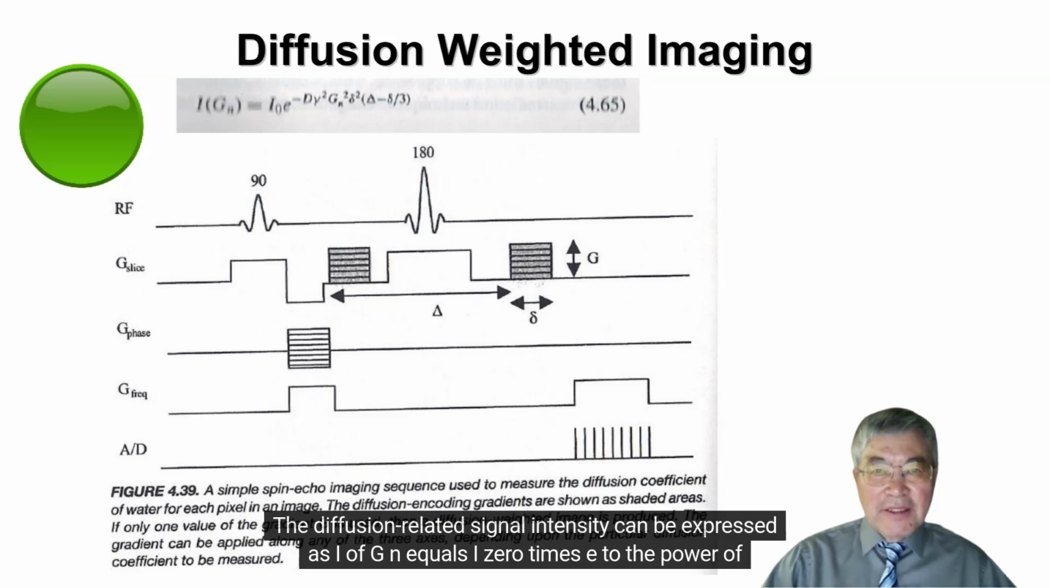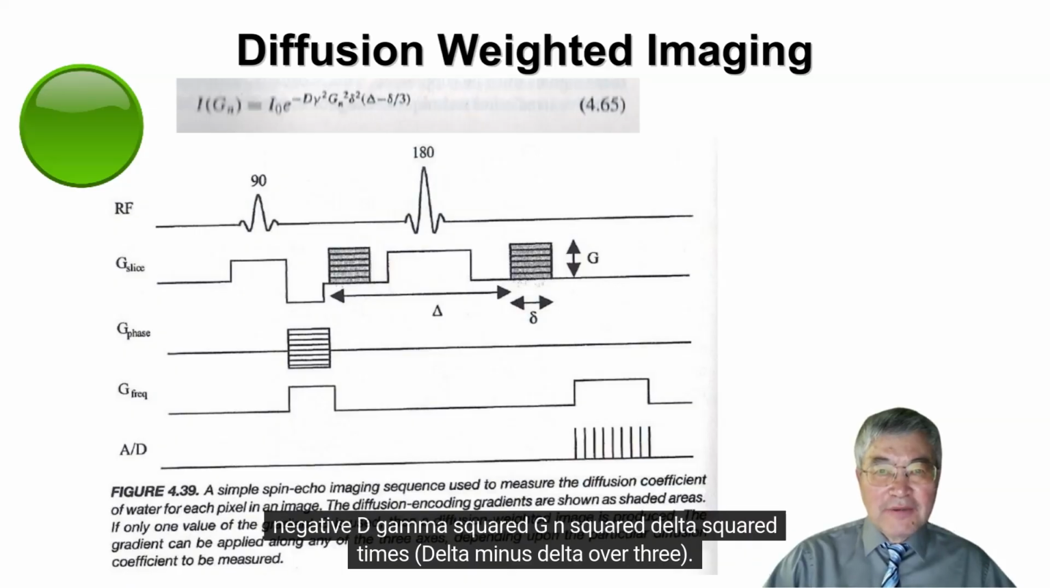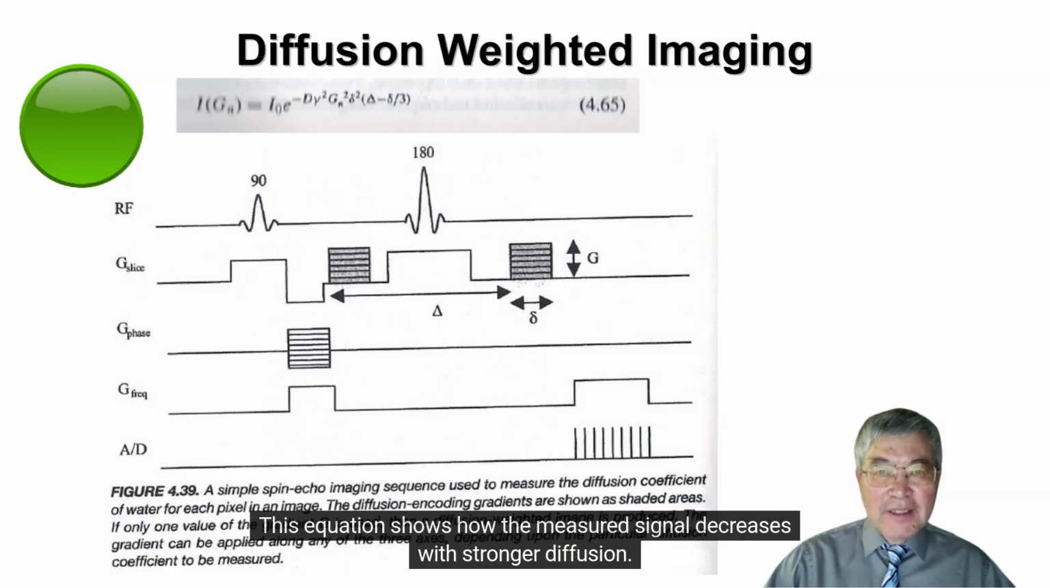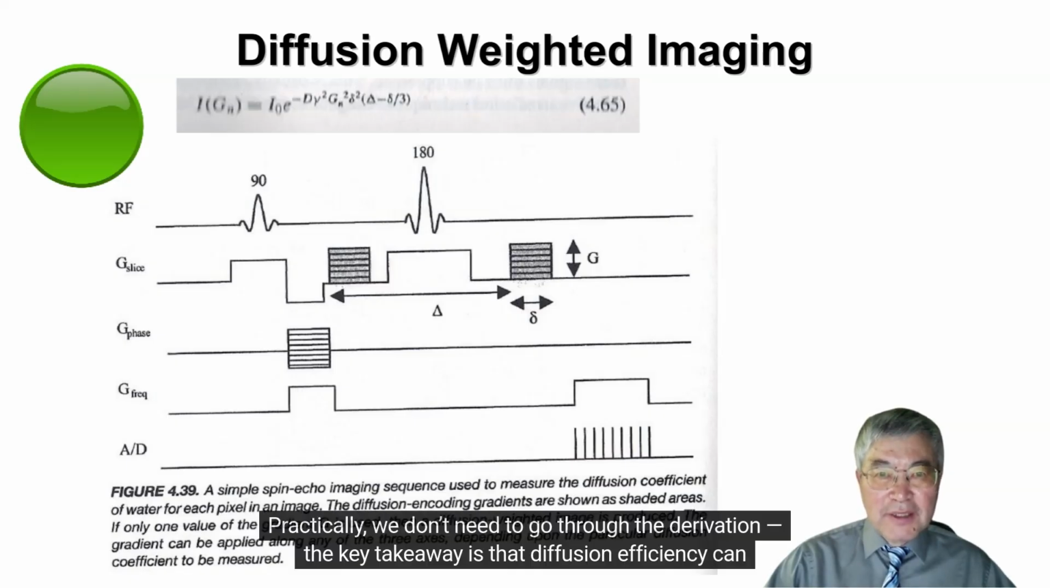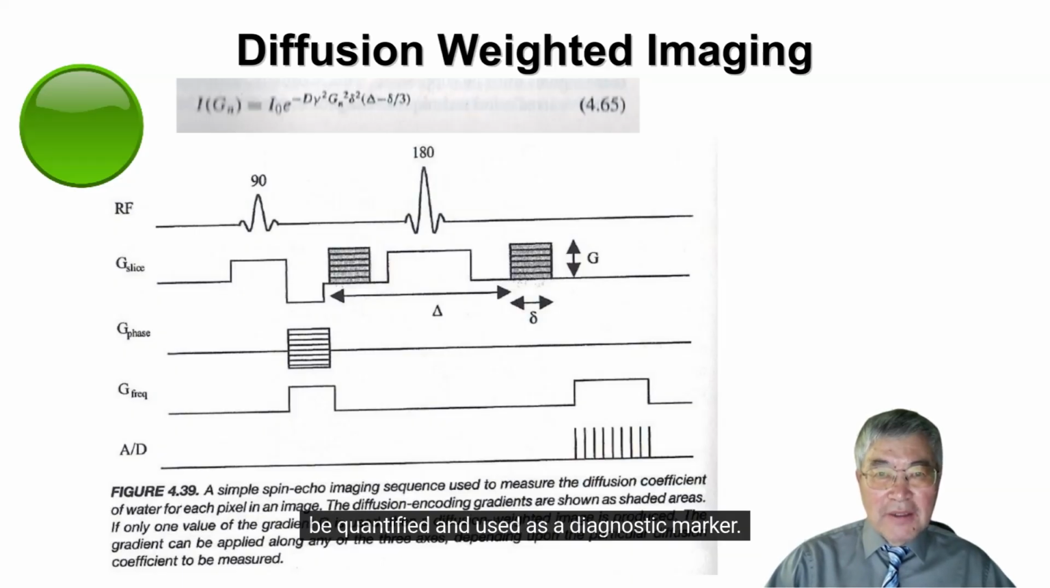The diffusion-related signal intensity can be expressed as I of Gn equals I0 times e to the power of negative D gamma squared Gn squared delta squared times (Delta minus delta over 3). This equation shows how the measured signal decreases with stronger diffusion. Practically, we don't need to go through the derivation. The key takeaway is that diffusion efficiency can be quantified and used as a diagnostic marker.